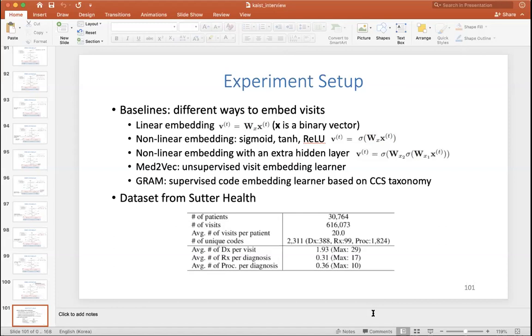So the baselines should be various ways to model individual visits in a flattening manner. There's linear embedding, where you simply add the embedding vectors of codes, and nonlinear embedding, where you add them up and then push them through a nonlinear activation function, like sigmoid, tanh, or ReLU. That's the only difference between linear and nonlinear embedding. The third one is putting in more layers, increasing the power to model a single visit.